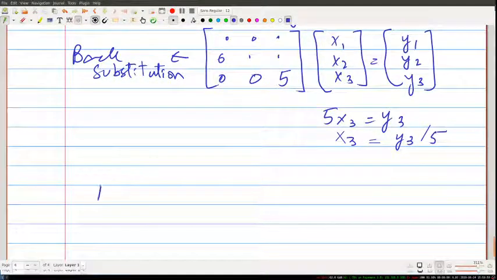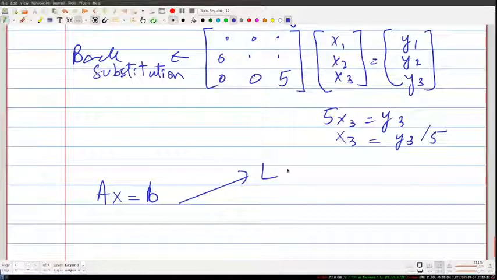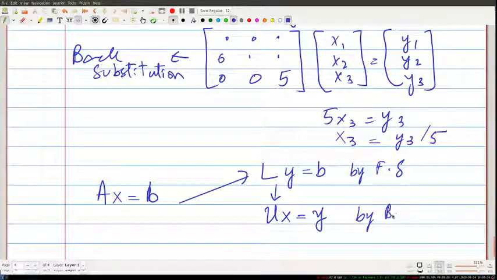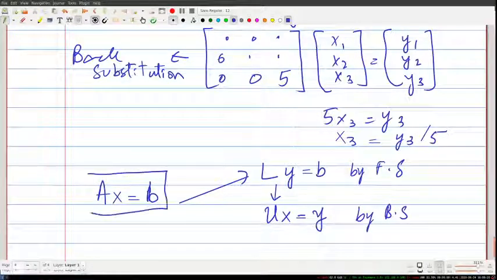So instead of solving Ax equals b, we can first solve Ly equals b by forward substitution, and then we solve Ux equals y by back substitution. So we converted the solution of this system into solving two triangular systems, and triangular systems are nice because they're just easy to solve using back substitution or forward substitution.